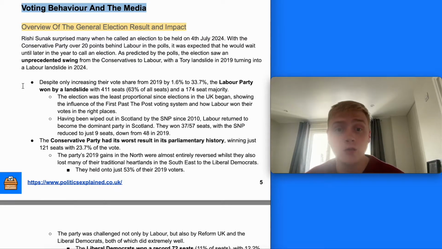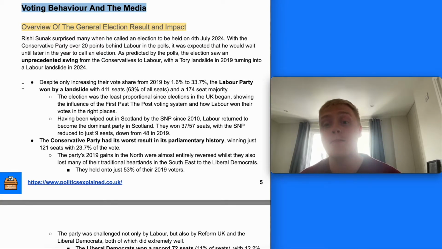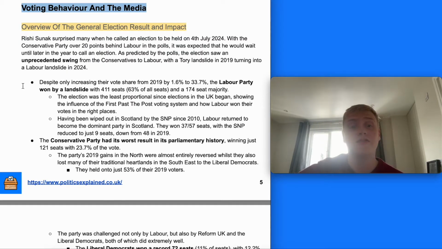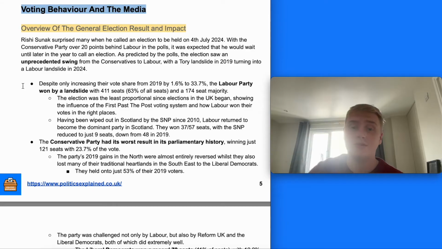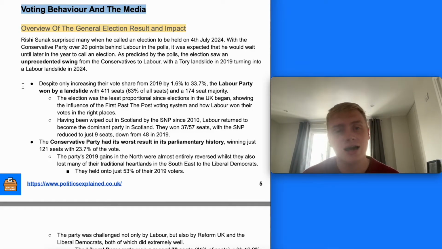As predicted by the polls, the election saw an unprecedented swing from the Conservatives to Labour, with a Tory landslide in 2019 turning into a Labour landslide of even bigger proportions in 2024. Despite only increasing their vote share by 1.6%, the Labour Party won a landslide with 63% of the seats and a 174-seat majority.